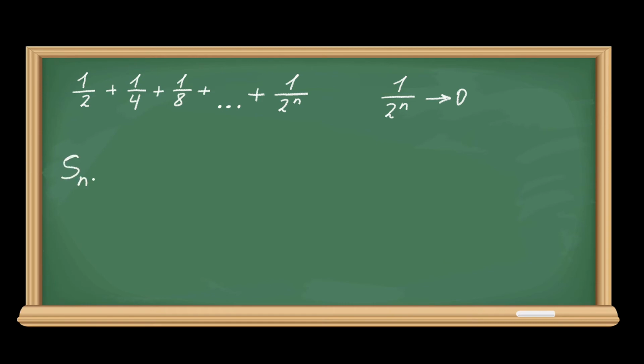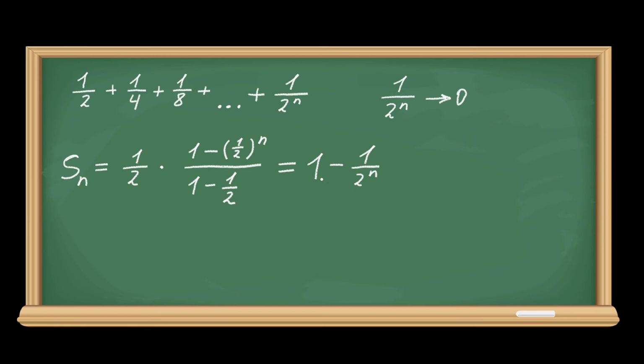So here we multiply 1 over 2, which is b1, by the difference of 1 minus q to the power of n, and in our case q is 1 over 2. Then we divide by the difference of 1 and q. And the formula for the sum of n terms will be 1 minus 1 over 2 to the power of n. Based on our observations, we can conclude that 1 minus 1 over 2 to the power of n will approach 1 with every single square division.